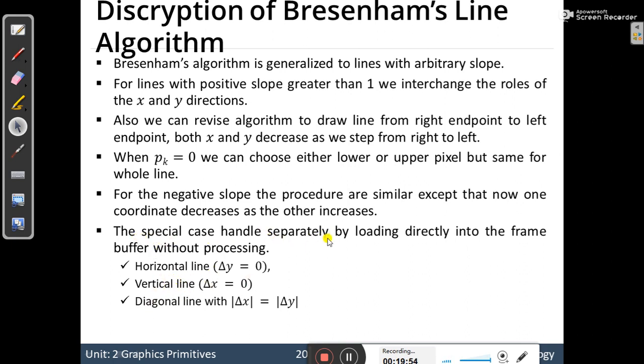The special cases are handled separately by loading directly into the frame buffer without processing. For a horizontal line, del y is always 0, for a vertical line del x is always 0, and for a diagonal line del x is equal to del y. So these special cases are handled separately, and we can directly load these into the frame buffer if they occur.